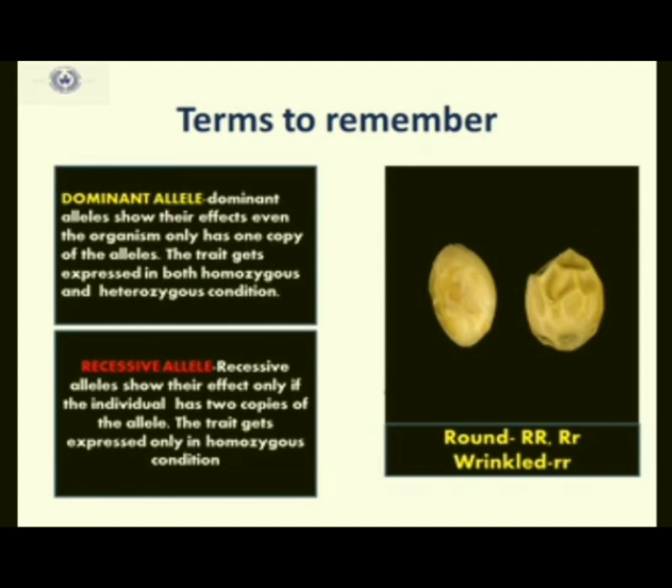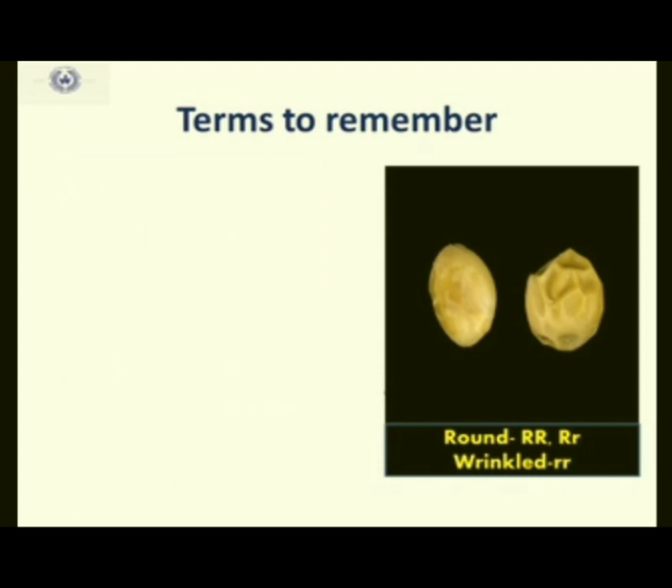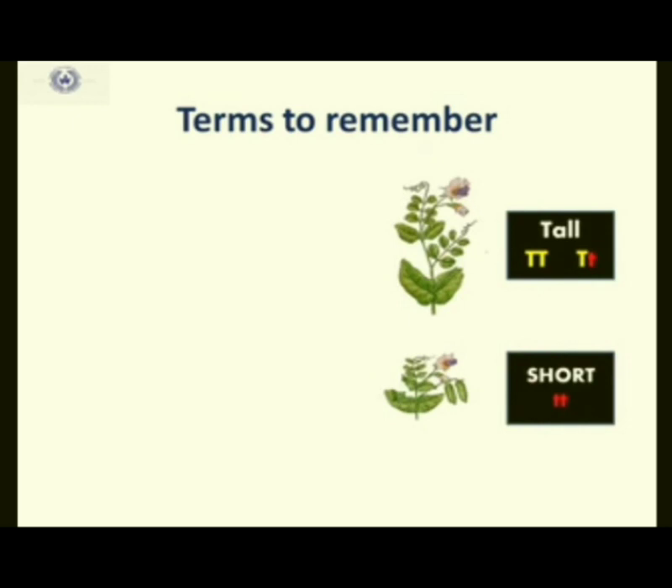Similarly, if we consider the shape of the seed, the round ones and the wrinkled ones, the roundness dominates over the wrinkledness. So the roundness can be expressed as capital R and also by capital R small r combinations. But the wrinkled ones can be expressed only as small r small r combination. I hope you all understood about the dominant allele and the recessive allele.